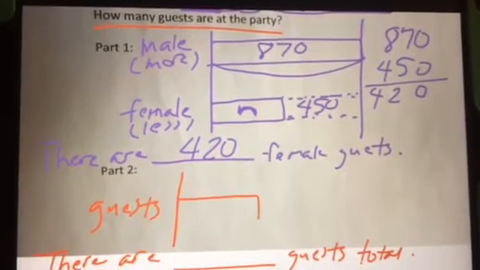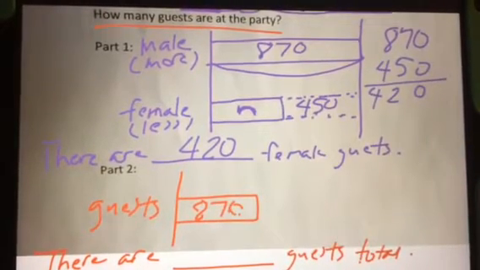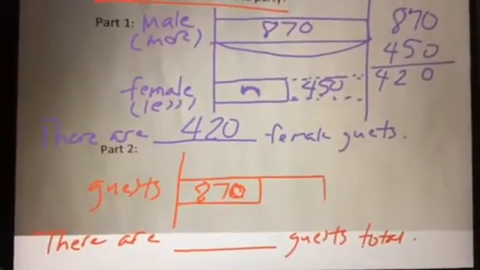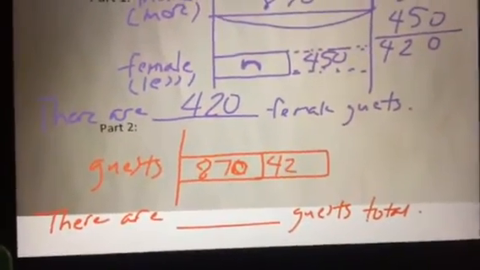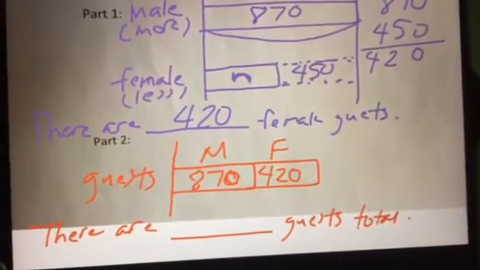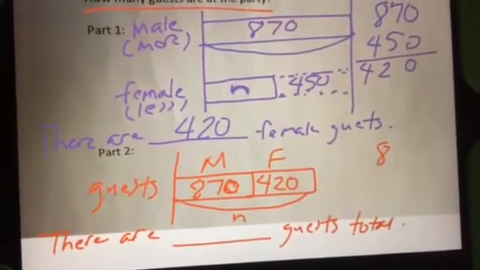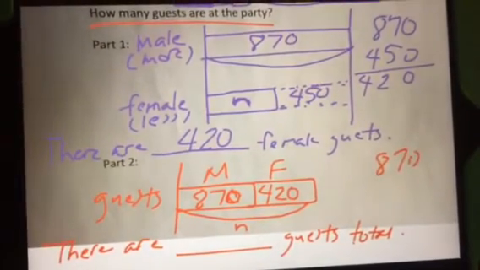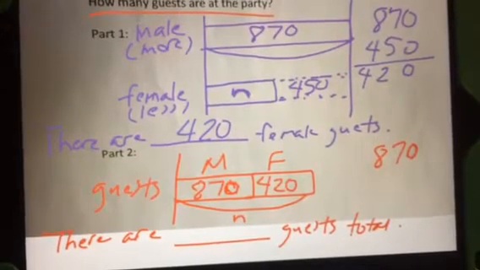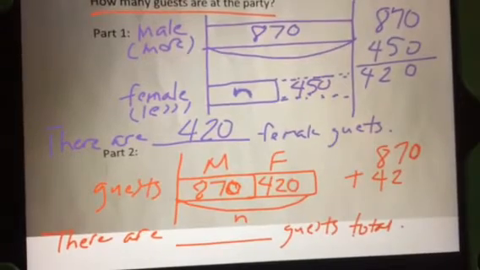We know from the first problem that there were 870 male boys. And then we just found out that there are 420 female guests. So male and female. And look, we're just trying to find out the total number, which is the whole number. So let's add them all together. 870 plus 420.